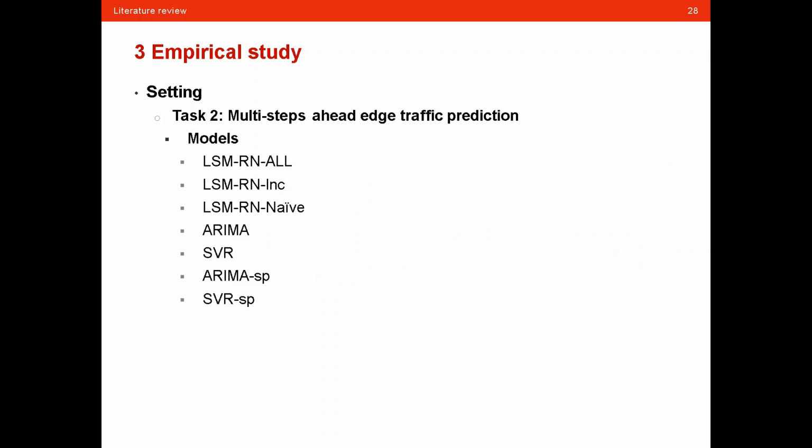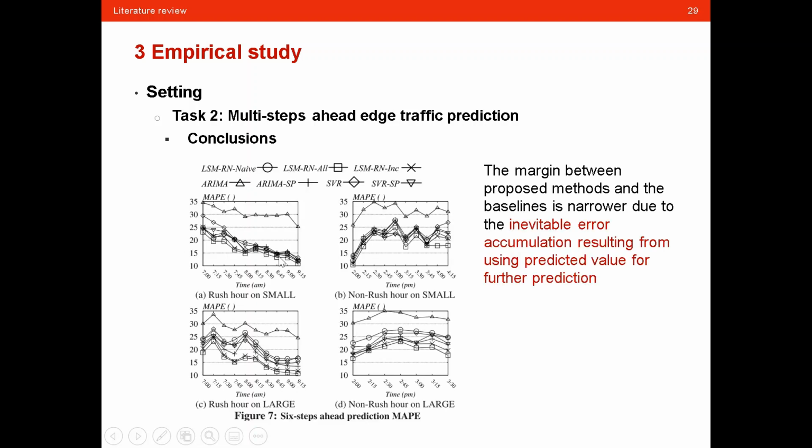The second test is the multi-step ahead edge traffic prediction, and the models to analyze and compare are the same as test 1. And the major conclusion of this test is that the margin between the proposed models and the baselines is narrower due to the inevitable error accumulation resulting from using predicted values for further prediction.